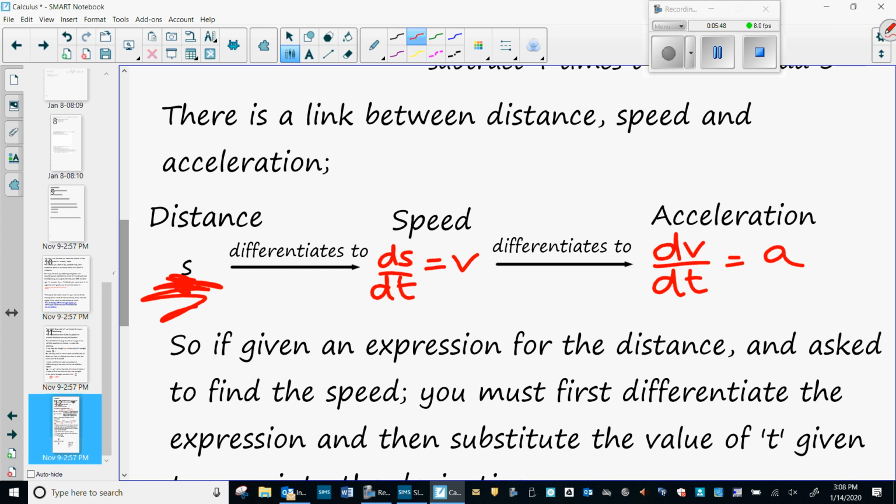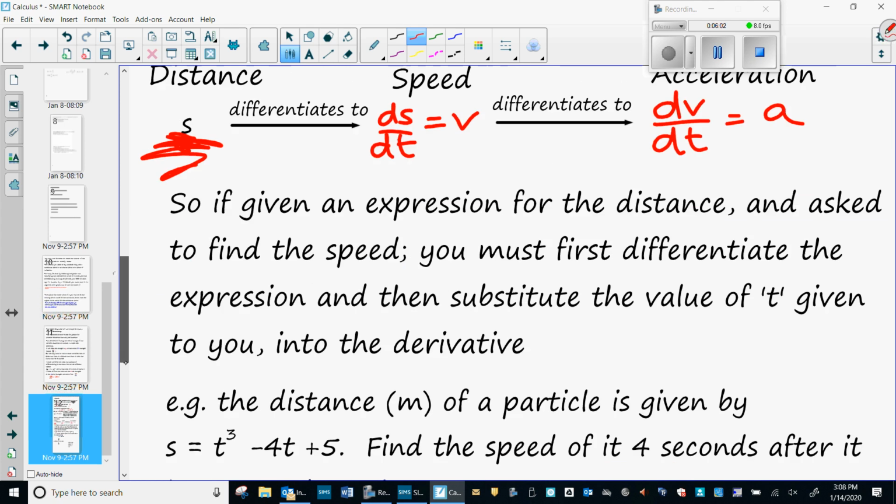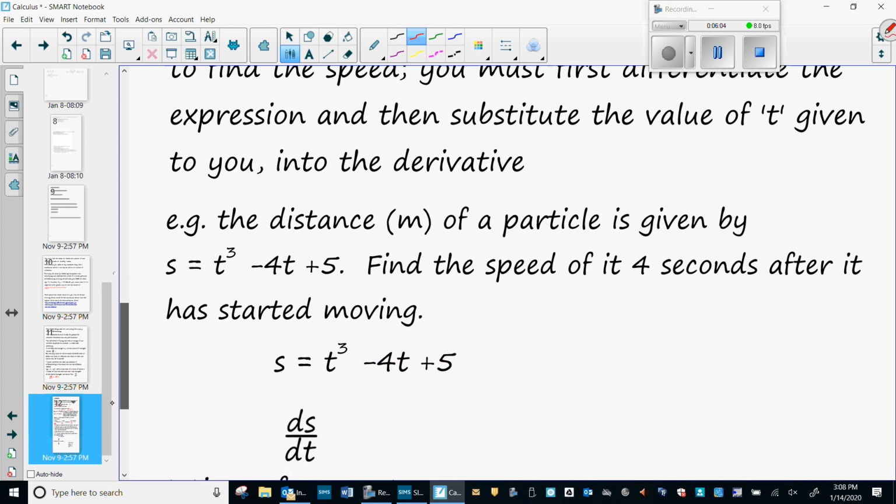And so if we're given an expression for distance, and if we're asked to then talk about the speed of something, we would differentiate it. And then usually it involves substituting in a value for t. Alex is trying to stop doing that. Here's an example for us.